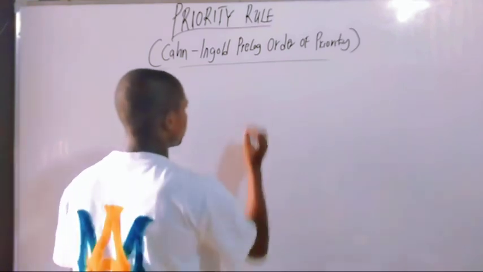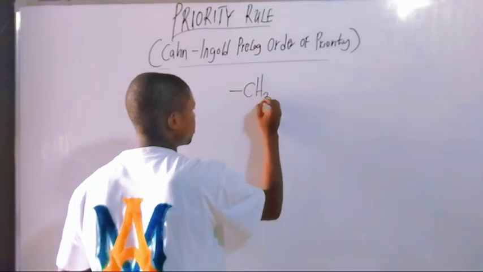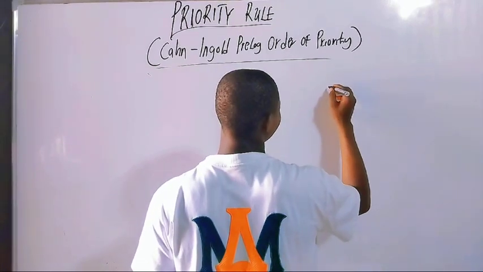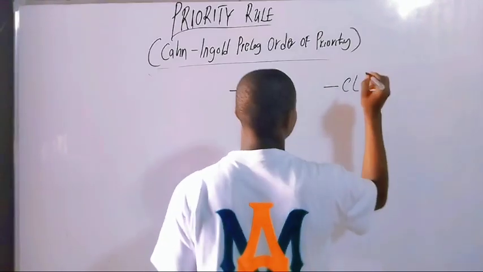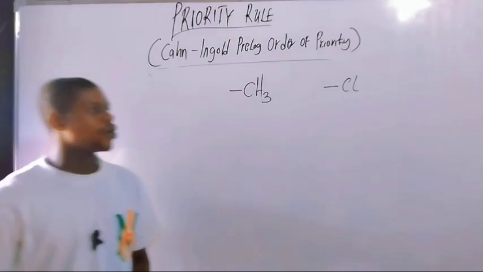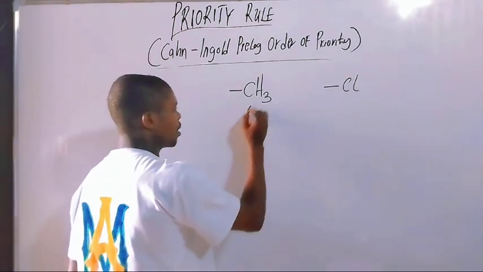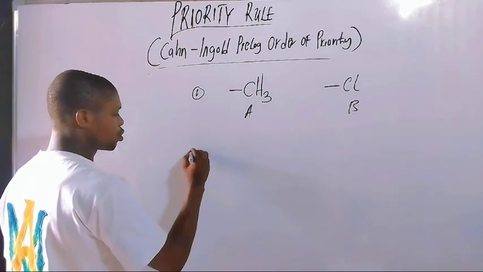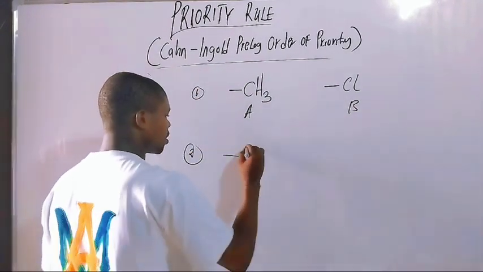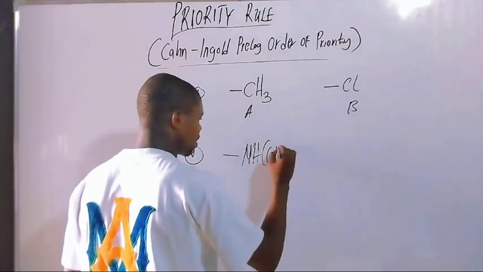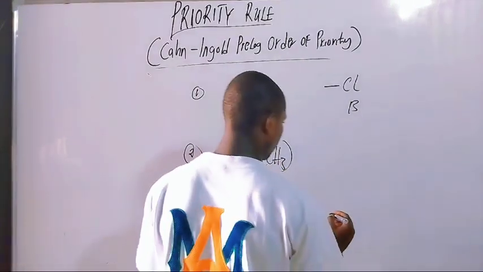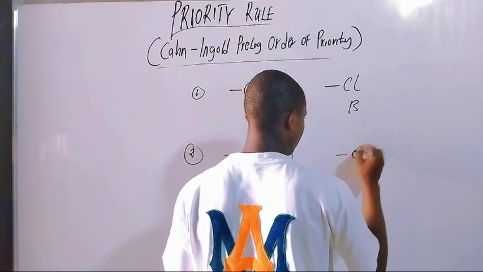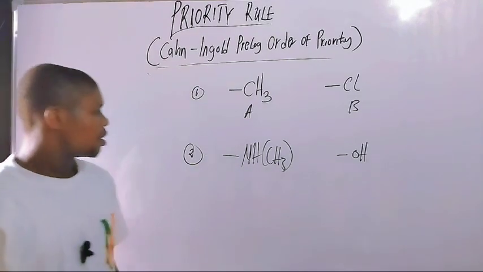If, for example, here we have CH3, and you have chlorine, which one is higher? Is it A or B? Now, let's say this one is 1, 2. If you should have something like NHCH3, and you have, now, is it A or B?